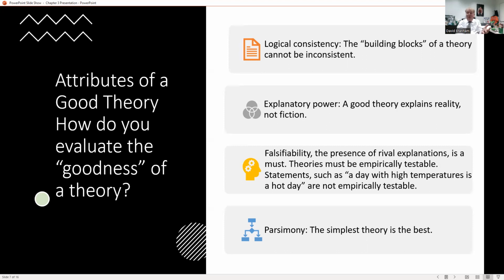Lastly, parsimony is something that all good theories have, or simplicity. Theories that are super complex are not in the best interest of theories. If you have something that complex, it's much better to build it up through a series of theories and let the theory mature into something that's complex. So those are the four good theory attributes.